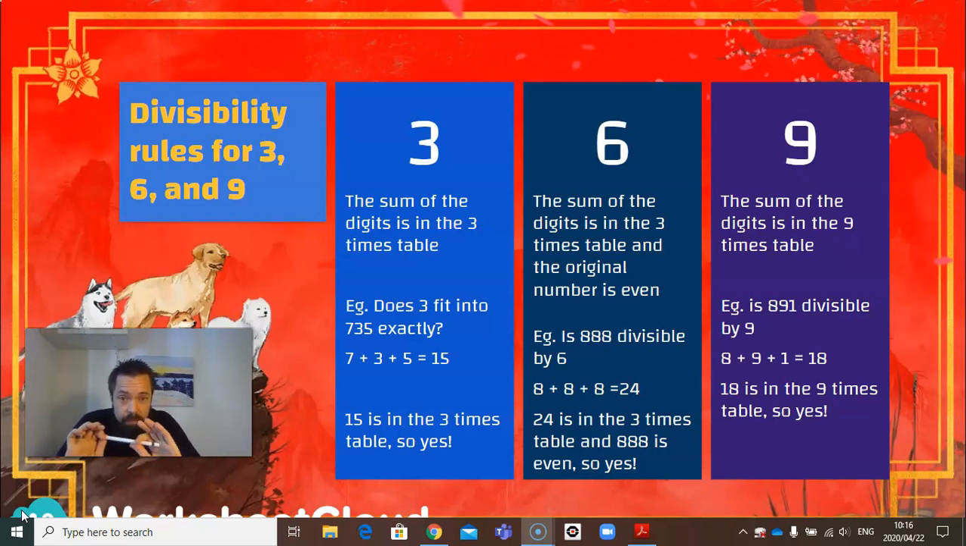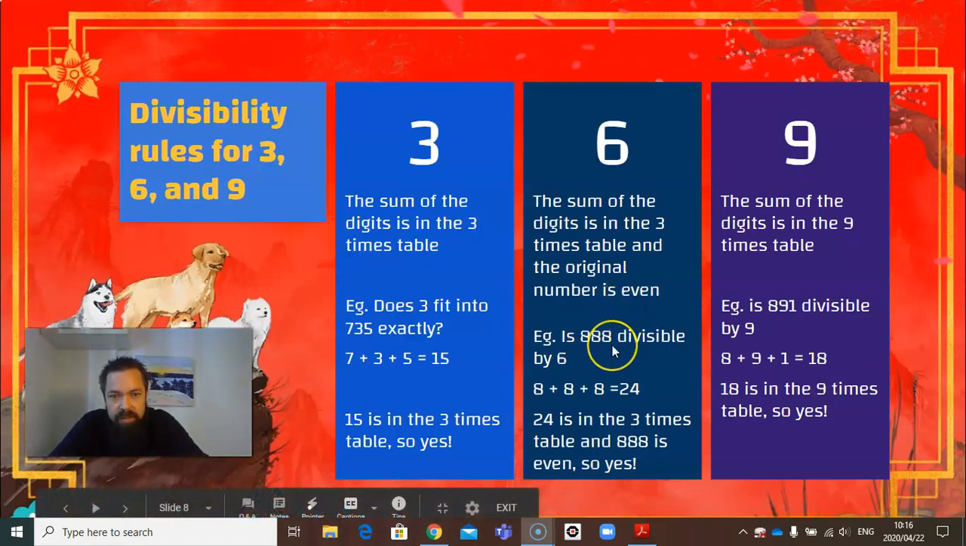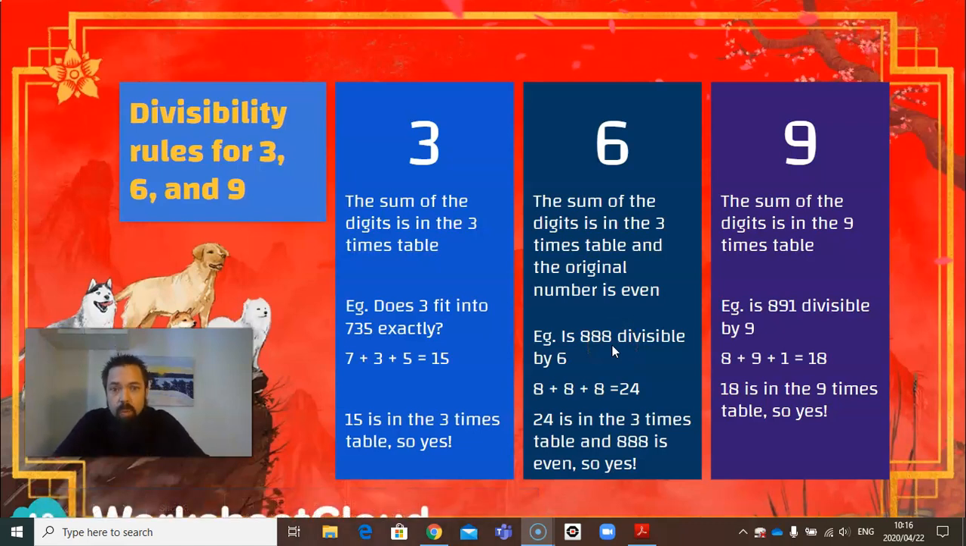6, basically the same rule as 3, except it must be even as well. So again, I'm not looking at does 6 fit into it. I'm still looking at if I add them together and 3 fits into it. But then I'm also looking at this original number to see if it's odd or even. So it must be even as well as that rule to do with 3. And when I say even, I mean ends on a 0, 2, 4, 6, or 8. So let's check. Is the sum of the digits in the 3 times table? 8 plus 8 plus 8 is 24. And looking again at the original one, is it even? Yes, it is. And so that means that the whole number is divisible by 6.